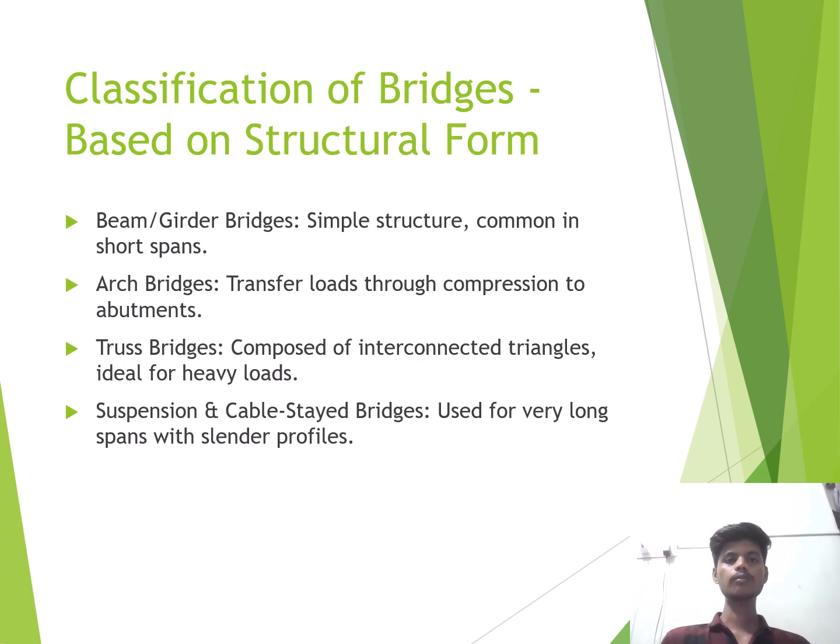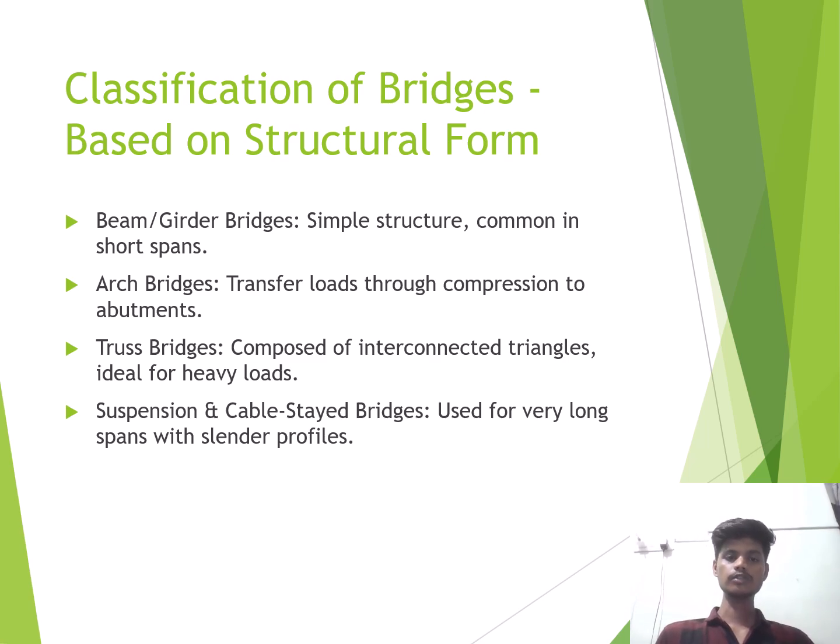After that, classification of bridges based on the structural form. First one is beam or girder bridges. Simple structure, common in short span. These bridges are commonly used in India because of their simple structure and are used for short spans. Second one is arch bridges, which transfer load through compression to abutment. Nowadays, these bridges are also popular because, due to the arch, the load passes through compression to abutment.